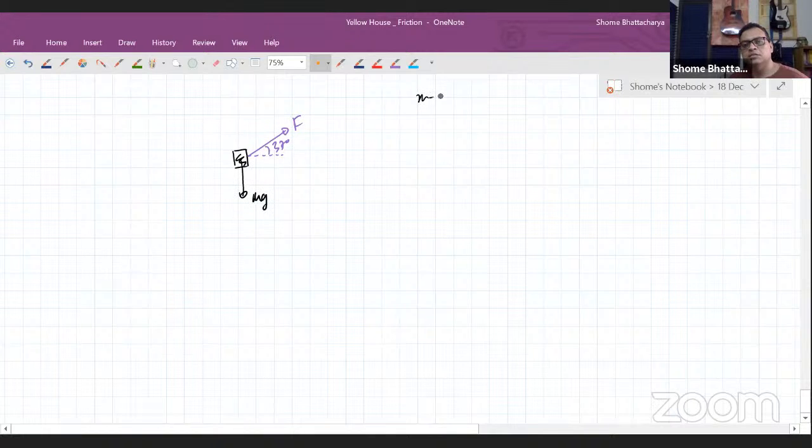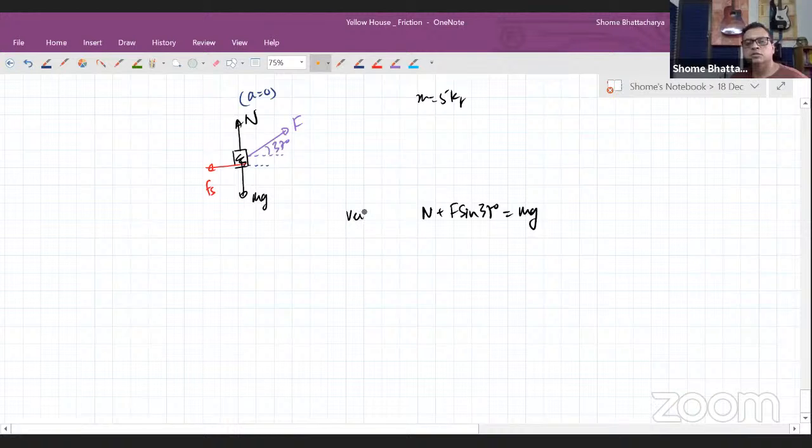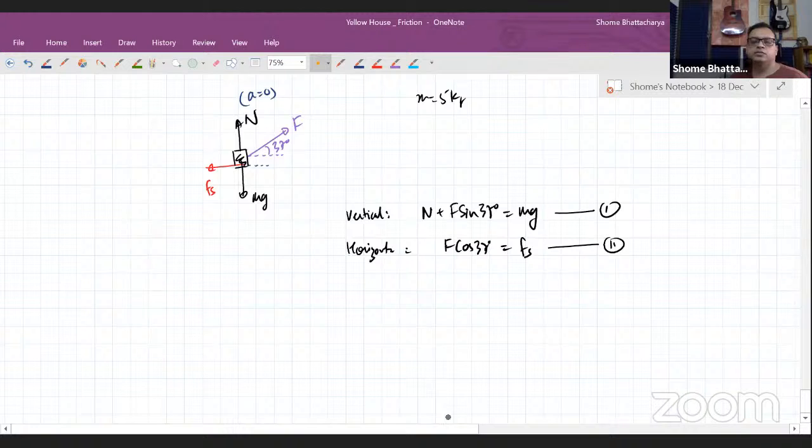mg is there, m is 5 kg given to me. Normal reaction is acting vertically and static friction will act horizontally, assuming it does not slip. Assuming acceleration is 0. So static friction is acting. So for that situation now you can see that N plus F sine 37 is equal to mg. This is your vertical equation. And along your horizontal, F cos 37 is balancing static friction. That is your second equation.